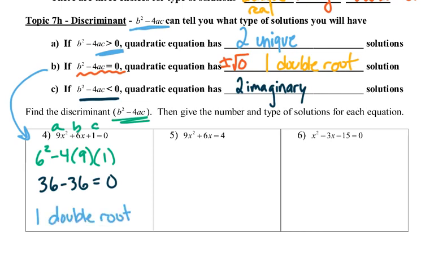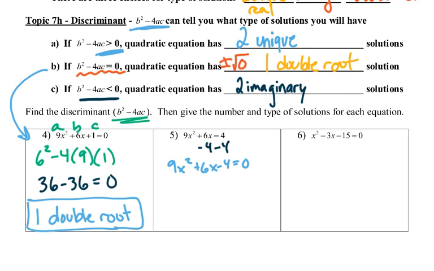So the discriminant itself is not the solution. I cannot stress this enough. The discriminant is not the solution. It just helps you figure out how many and what kind of solutions. Problem number 5 is not yet equal to 0, so the first thing we have to do is subtract 4 on both sides. We get 9x squared plus 6x minus 4 equals 0.